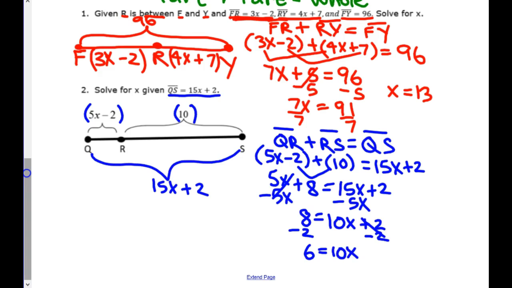We're not going to end up with a whole number. Okay? To get rid of that coefficient 10, we divide by 10. And we get 6 over 10. What does 6 over 10 reduce to?